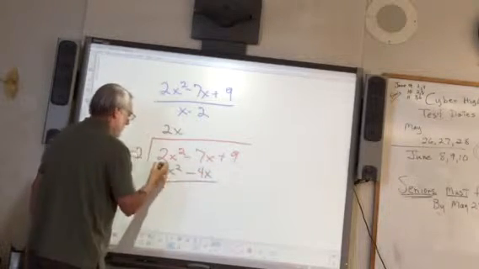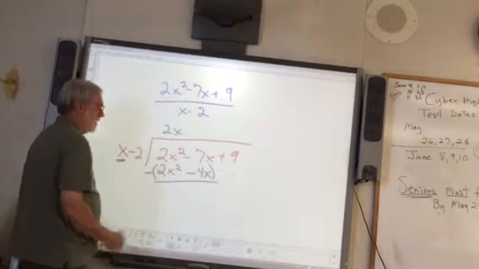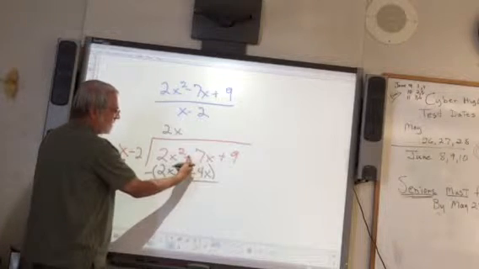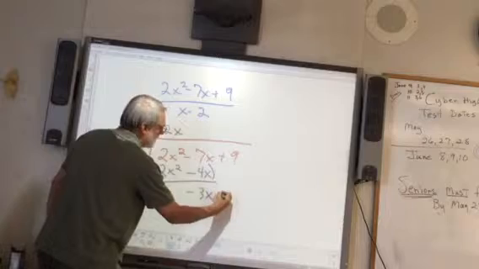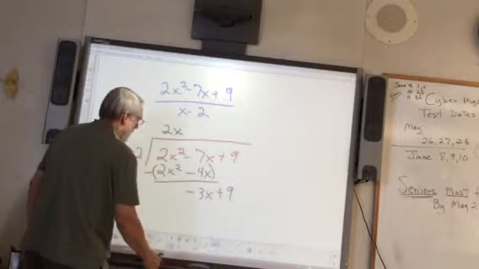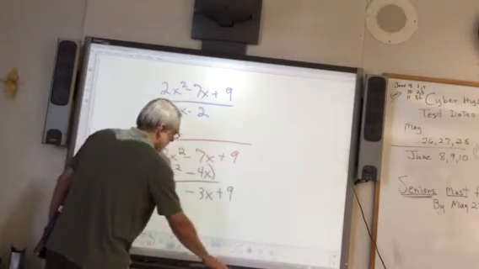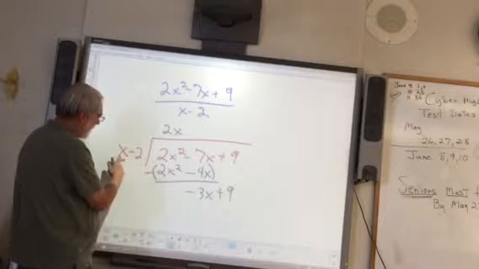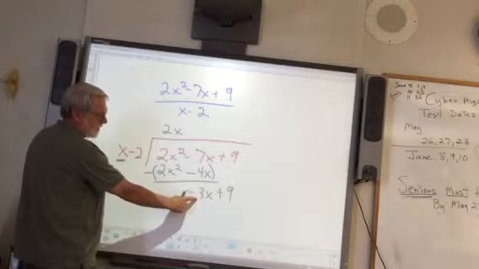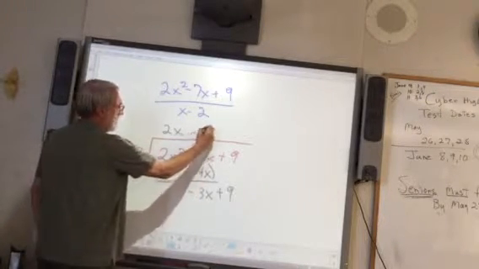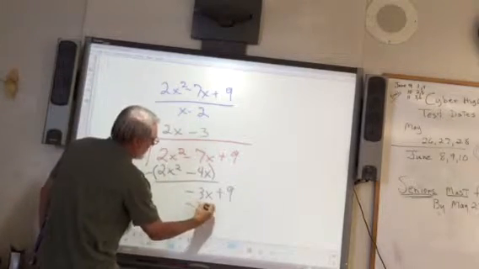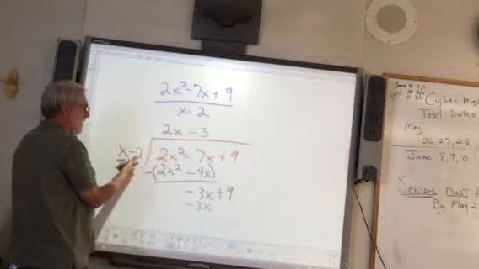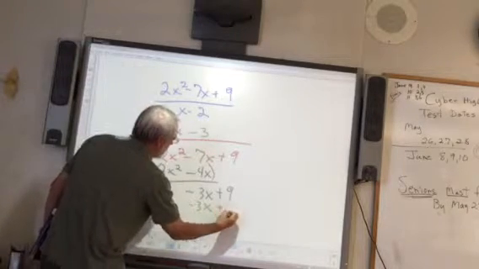And now we're going to subtract. That's a 0. This becomes negative 7 plus 4, so that's negative 3x. Bring down the next term, that's a 9. And now we're going to do the next division. X goes into negative 3x negative 3 times. Now we multiply. Negative 3 times x is negative 3x. Negative 3 times negative 2 is positive 6.